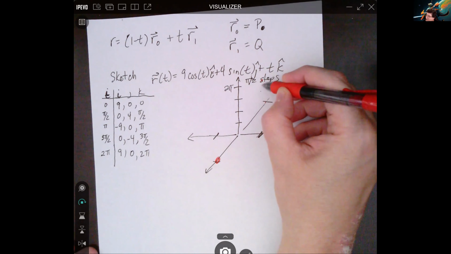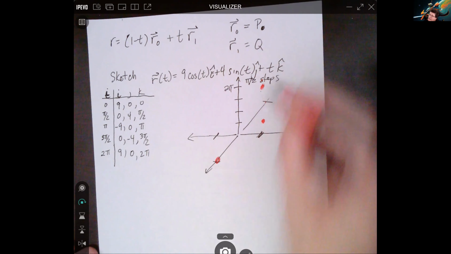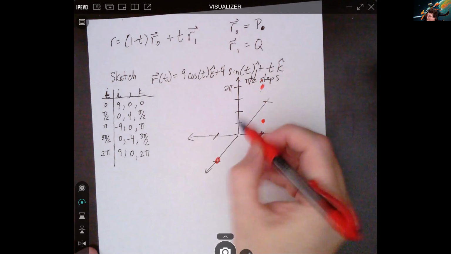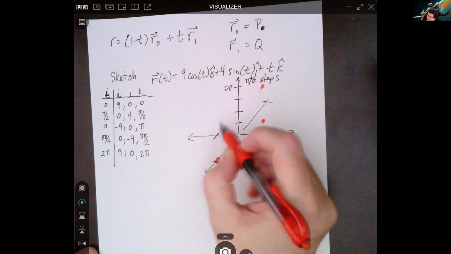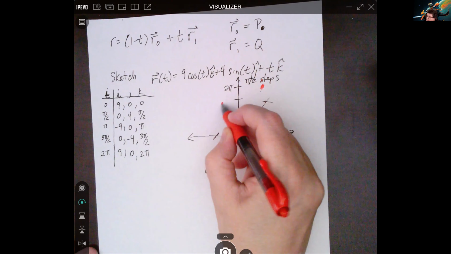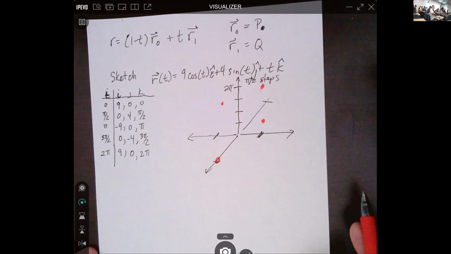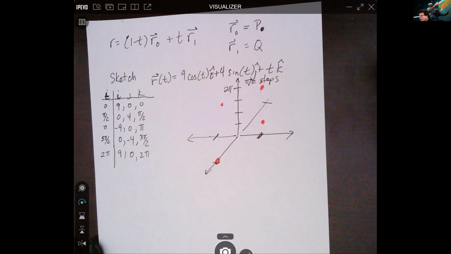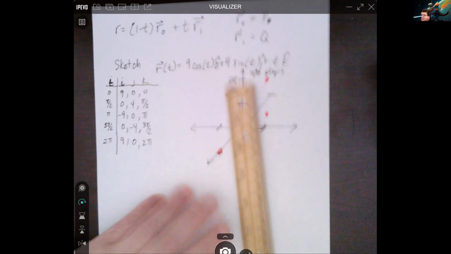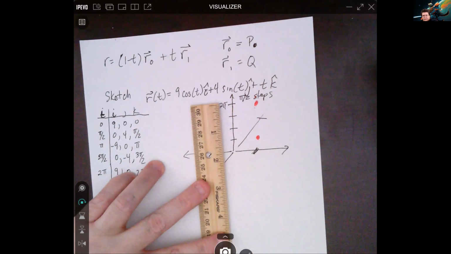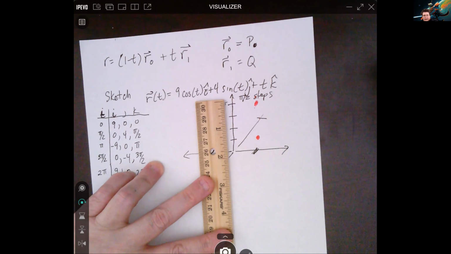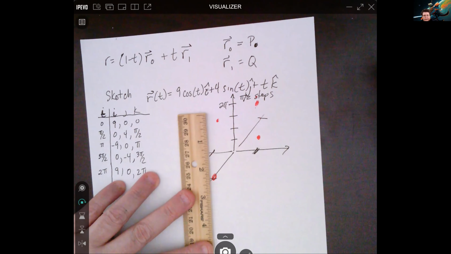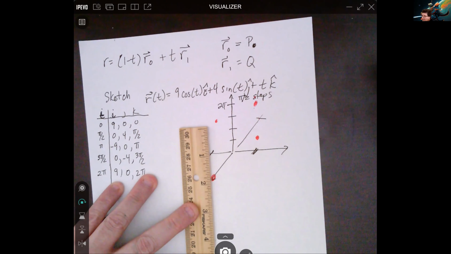Well, I'm already making it look bad. And then 0, -4 is over here, and we're going to go up 3 pi over 2. And then 9, 0, 2 pi. I don't know, let's see how far this is. About 1 3/4. Let's go up 1 3/4 here. Put about there.